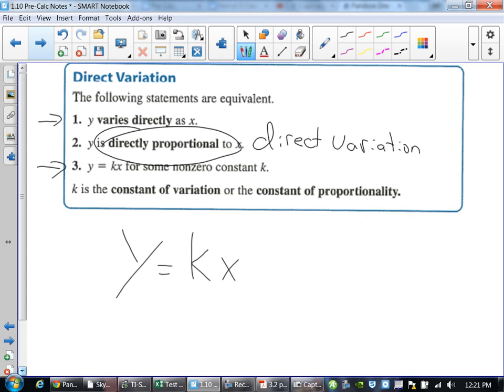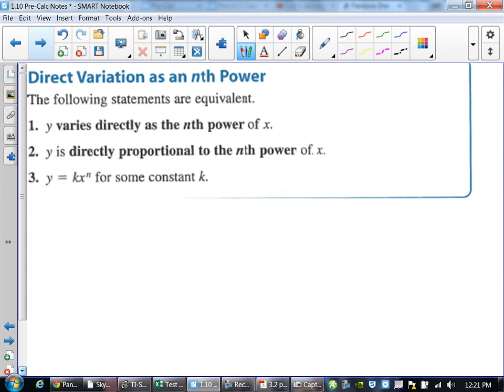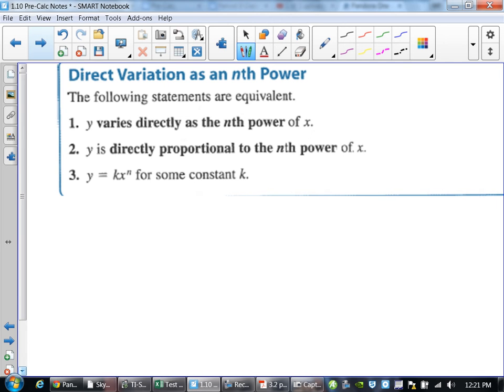And then if you go to direct variation, same idea with the nth power. It's like when we had the one where y varies directly with the square of x. It would have been y equals kx squared. Well, this is y varies directly with the nth power of x. So what is it? It just means y equals k times x to some nth power, whether it's the cube, squared, fifth root, fifth power, whatever. All means the same thing.